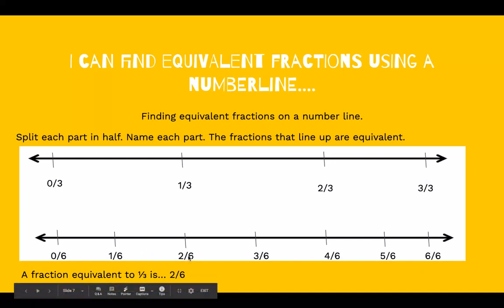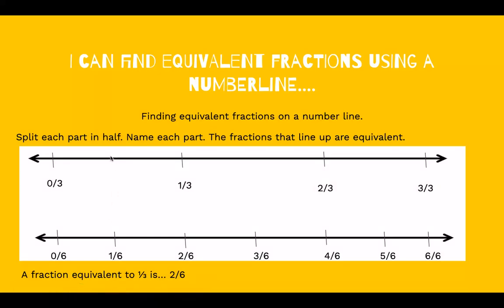So when I take a look at this number line, and if I'm looking for a fraction that's equivalent to 1/3, I'm looking for the fraction that lines up with it. Here I see that 2/6 lines up with the third. They have the same value. 2/6 just has more pieces and smaller pieces. When I take a look at 1/6, I see that there's not a third that lines up with it, which means that there's not a third that's equivalent to it.